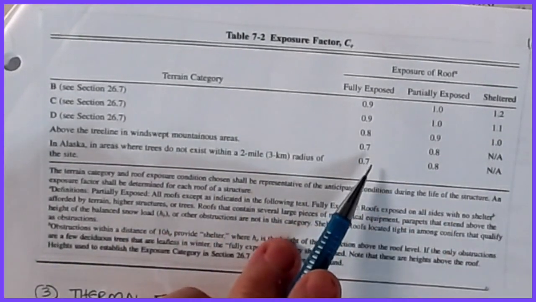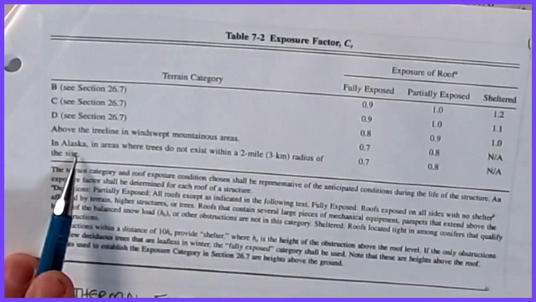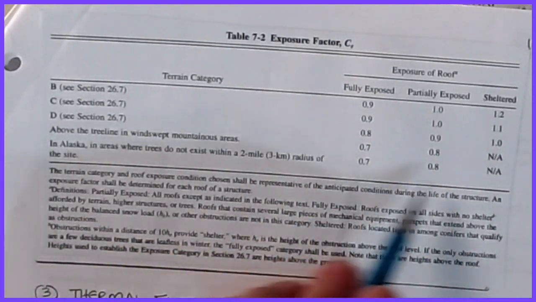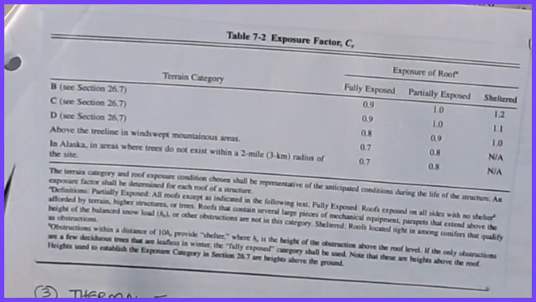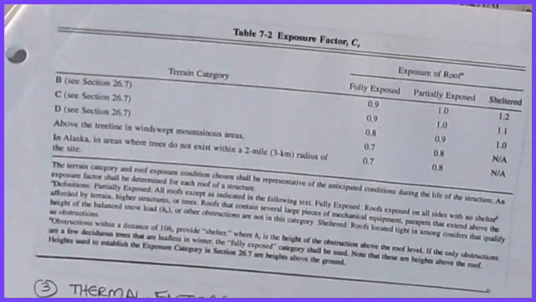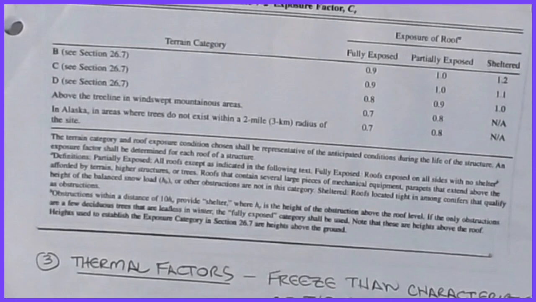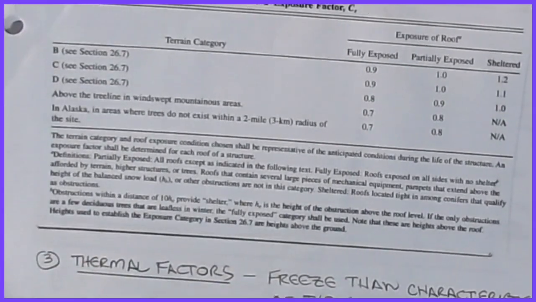It's very low because it's very windy. In Alaska, in areas where trees do not exist within a 2-mile radius of the site, you're also allowed to use the lower one as well. And there's some more reading that you can do about obstructions and distances and how that starts to affect things. But for the sake of our discussion, just the basics, that's where the values are coming from.